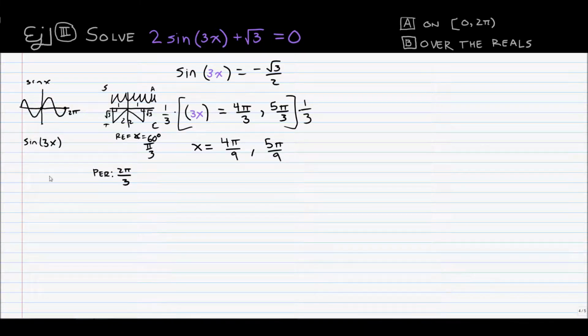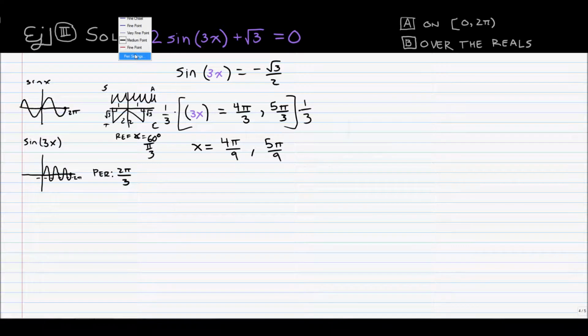So what does that look like? Well, think about the picture. On 0 to 2 pi, if we go the same distance here, instead of just going like that, as we get up to 2 pi, this time it's got to go 1, 2, and 3. It's got to hit 3 times. And that means that we're going to have 3 times as many solutions over here. We're not going to have just 2, we're going to have 6 solutions. They're going to repeat more often because the period is that much shorter.